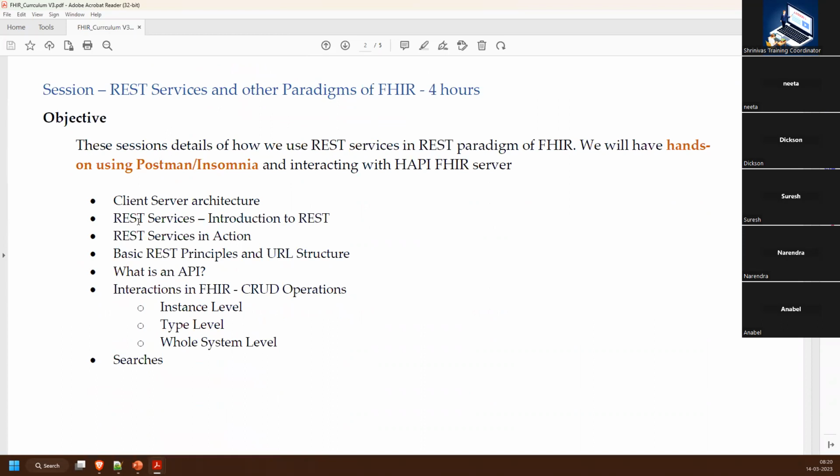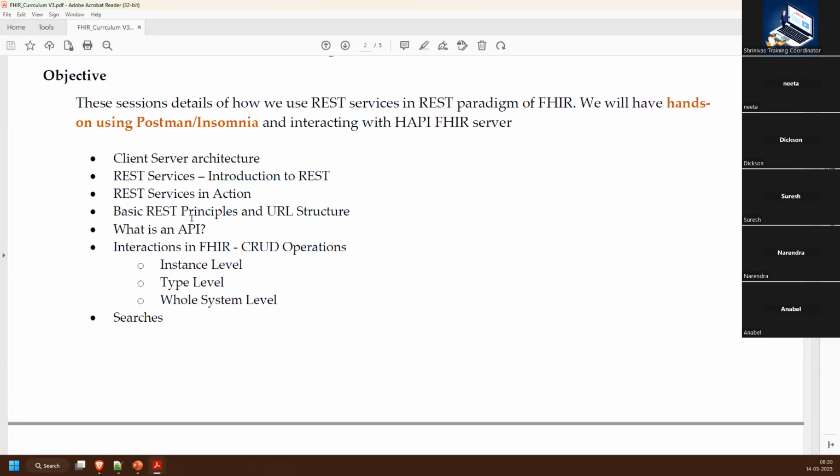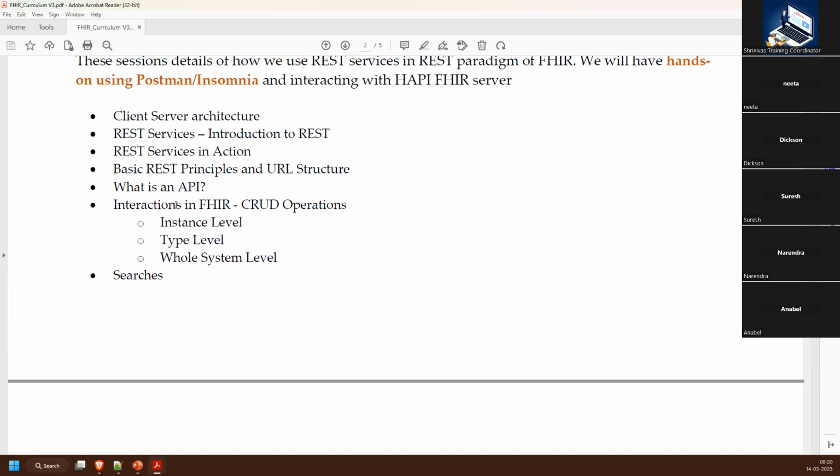And then we will jump into the second side of it, which is understanding the REST architecture. So as part of that, we'll understand client-server architecture. We'll take a look at what is a REST service, what the REST services are in action. We'll talk about basic principles and URL structure of HL7 FHIR related APIs. We'll talk about what is an API.